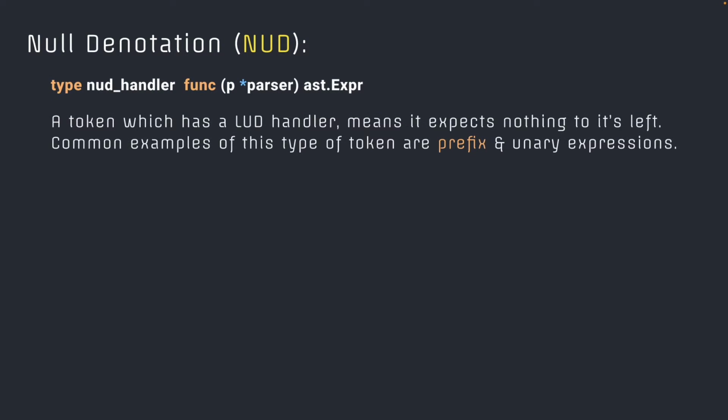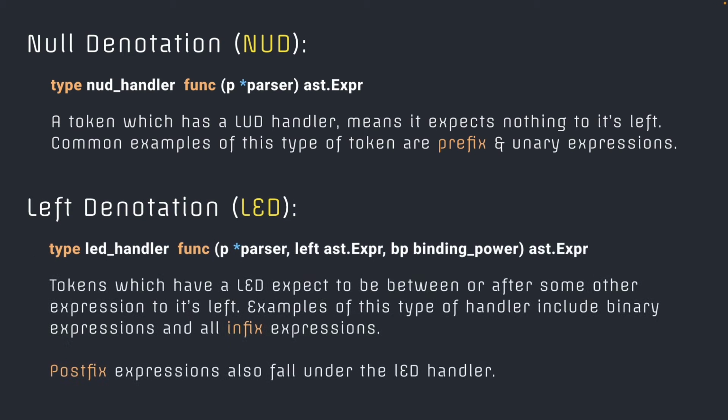When you combine the binding powers with a handler function, for example, there will be 3 types of handlers in our parser, 2 important ones and 1 for statements. We have a nud and a led. A null denotation, or nud, is a handler which expects nothing to the left of the current token. Examples of this are prefix and unary expressions. Led or left denotation handlers expect something to the left of the token you're trying to parse.